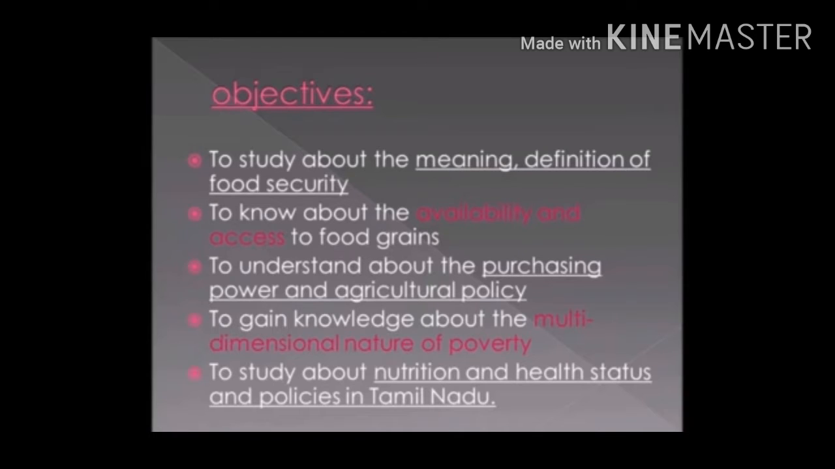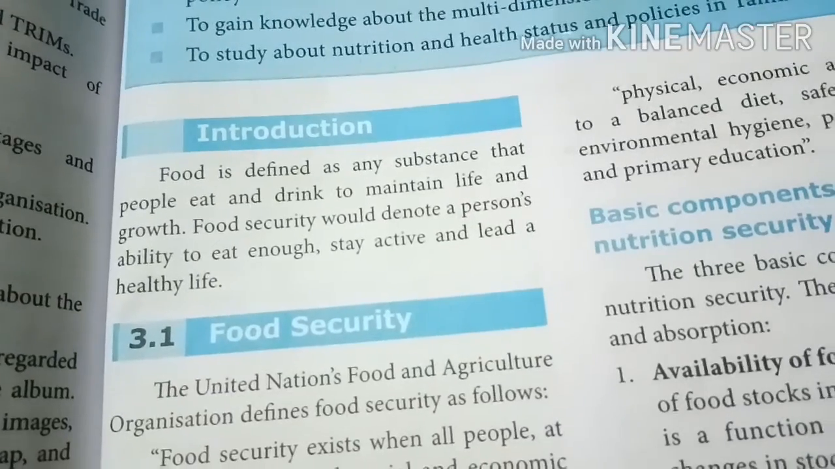Learning objectives: to study the meaning and definition of food security, to know about the availability and access to food grains, to understand the purchasing power and agricultural policy, to gain knowledge about the multidimensional nature of poverty, to study about nutrition and health status and policies in Tamil Nadu. Let us see the introduction.